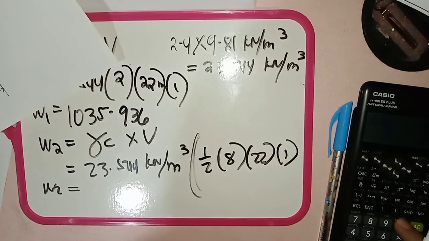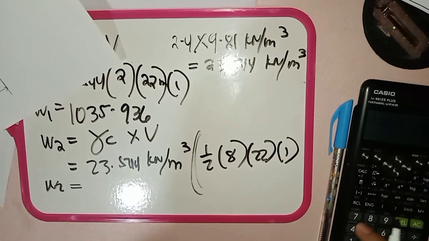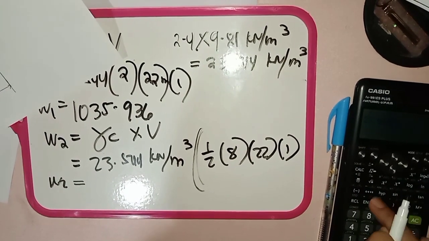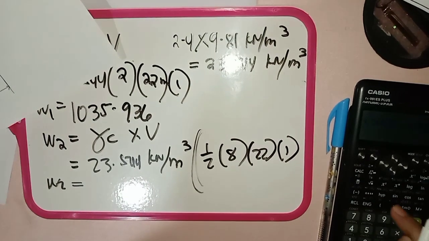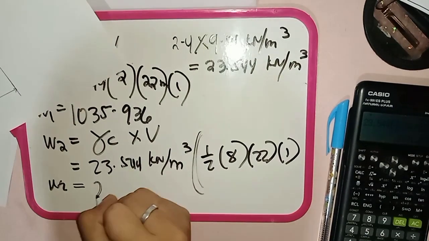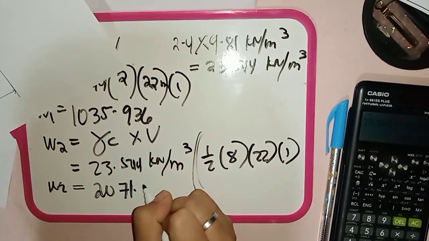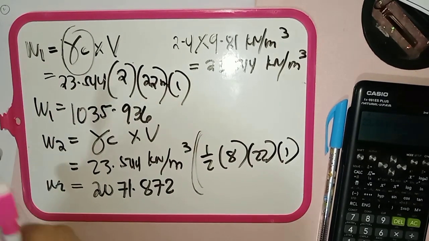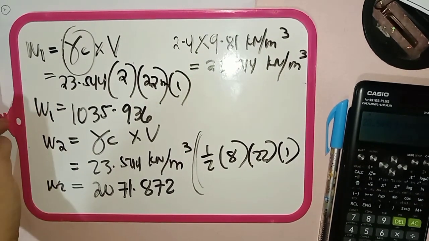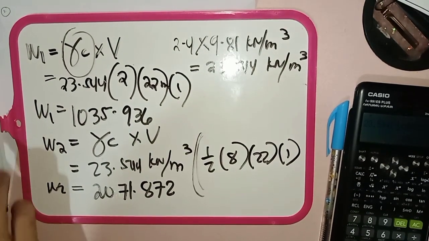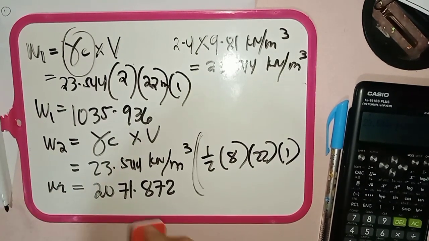So our weight 2 here will be 23.544 times 1/2 of 8 times 22, which is 2,071.872. After that, next, let us determine the horizontal forces, since we are done with our vertical forces.